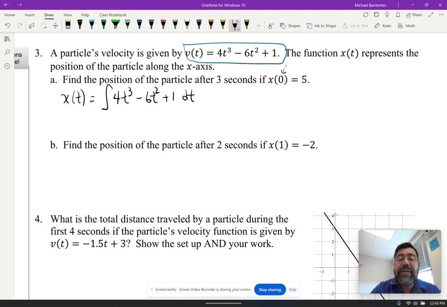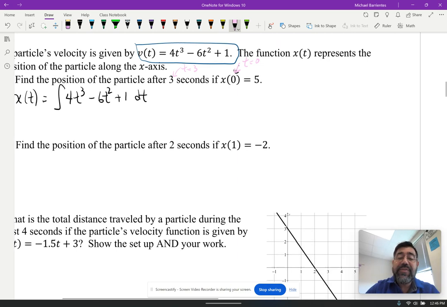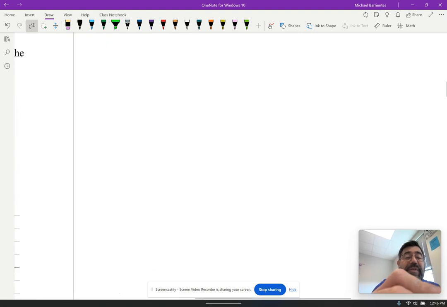Let me do it in a different color here. One of them is time 0. They gave me the position there. And the other one is time 3. And they also give me the position at time 0, which is 5. And then they're looking for the position at time 3. And so this reminds me of some of the work that we had done before that's directly related.